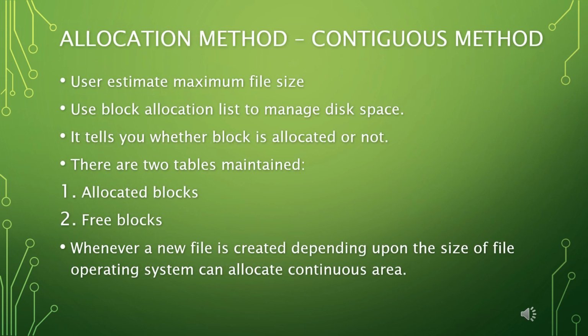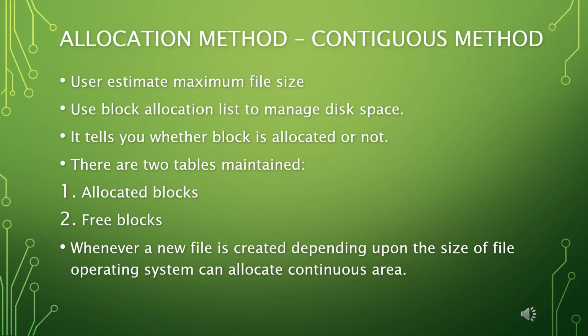Moving on to the next topic, that is allocation method. For the allocation of disk space to various files, two major philosophies are there. One is contiguous and the other one is non-contiguous. We'll learn about contiguous first. In this scheme, the user estimates the maximum file size that the file can grow up to, considering the future expansion, and then requests the operating system to allocate those blocks at the time of creation of file.